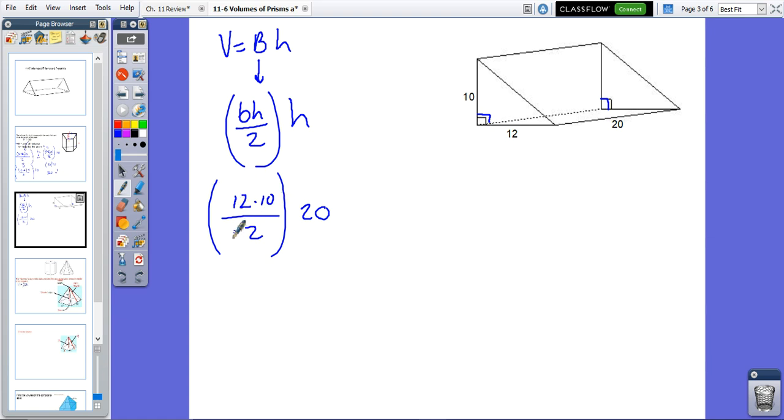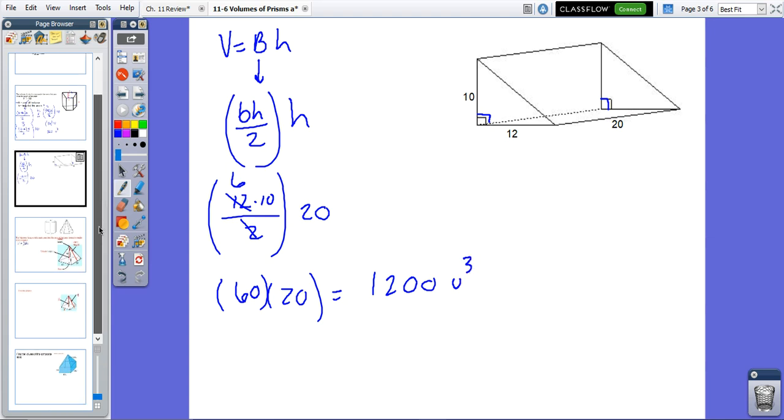All right, so we got 12 times 10 divided by 2. Let's reduce that. So we get 60 times 20. So you multiply those two, get 1,200. All right, again, this is units cubed because it is volume now. All right, that's our first polyhedron. Let's look at our next one right here.